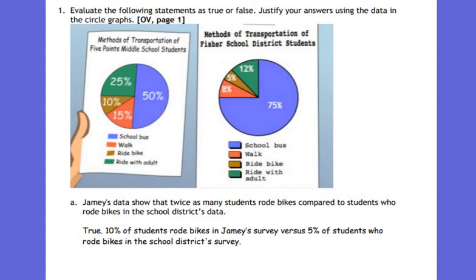But wouldn't that be multiple schools? That would be more kids than... But it's still a percentage of the kids. So that is true because you have 10% versus the 5% in the district.